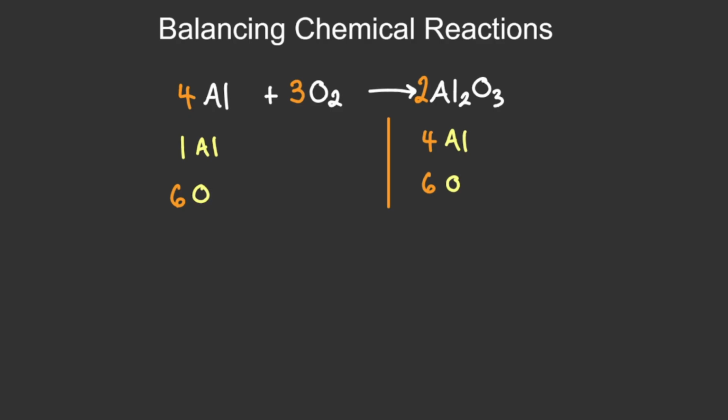It's always good to do a final check. So we have 4 aluminums, 6 oxygens on the reactant side. We have 4 aluminums and 6 oxygens on the product side. This equation is now balanced.